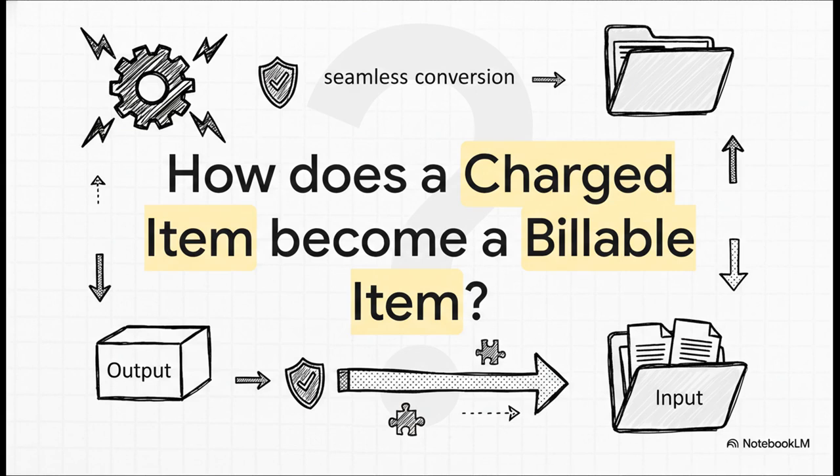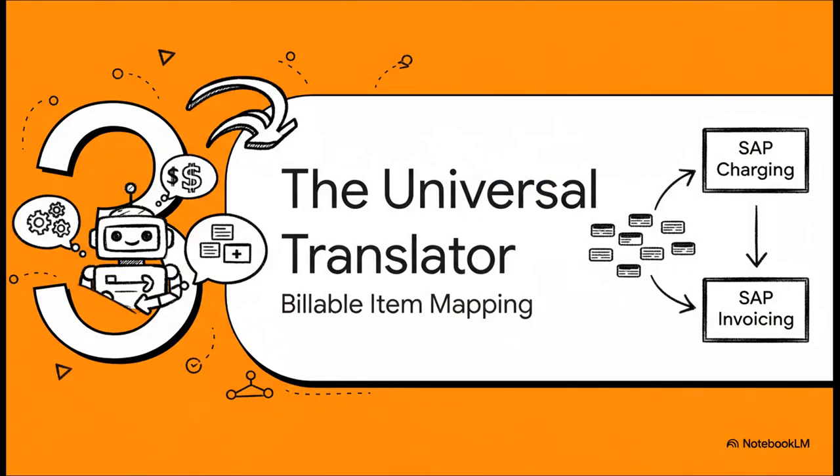This brings us to the most important question of all. How do we get from one to the other? How do we take the output of the charging engine and perfectly convert it into the required input for the invoicing hub without losing a single piece of information? And this is where the hero of our story makes its entrance. This is where Billable Item Mapping, or BIM, comes into play.